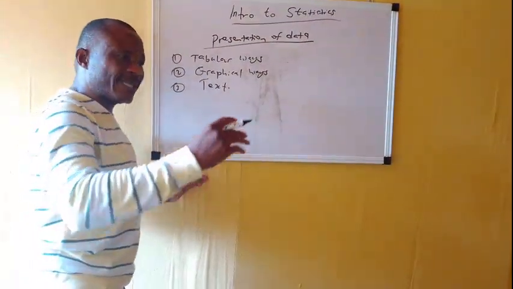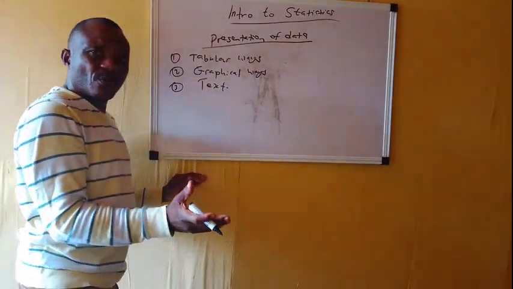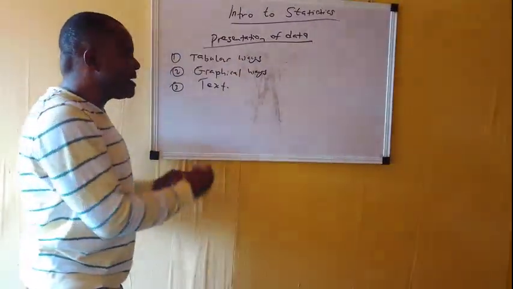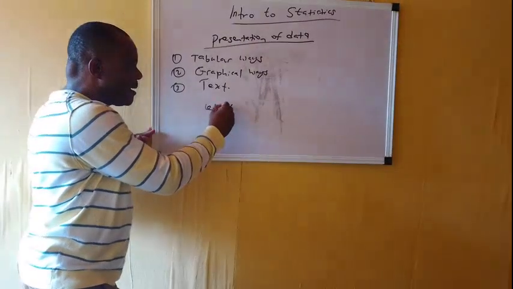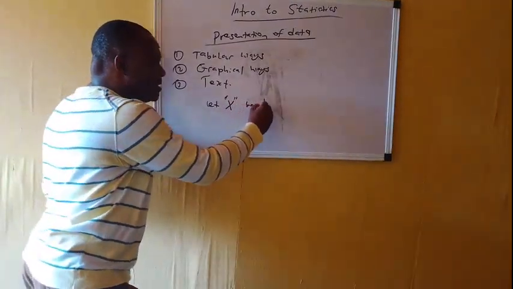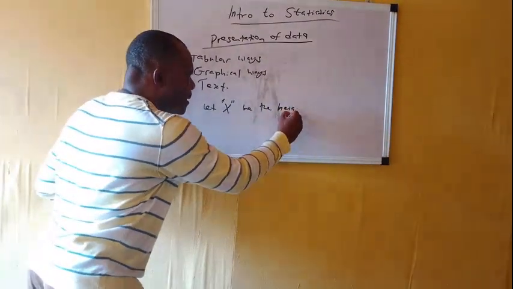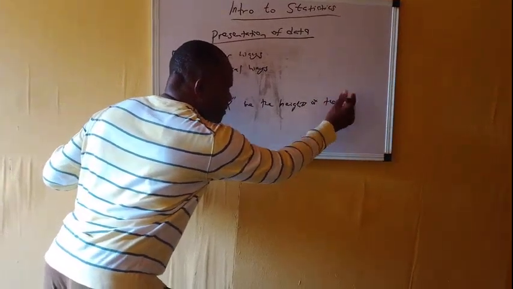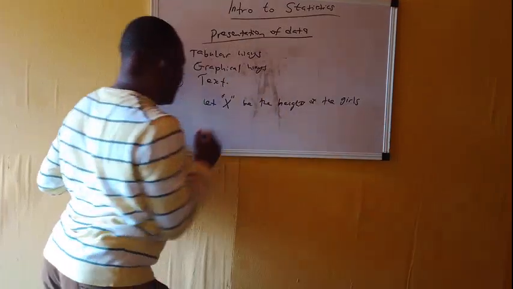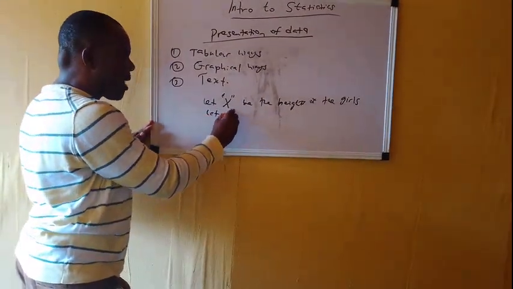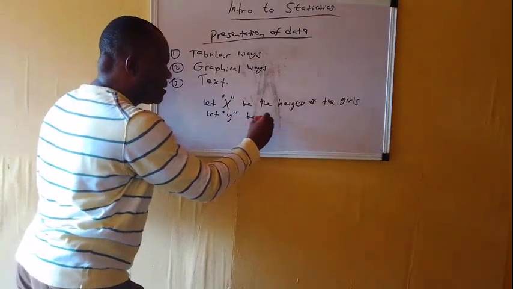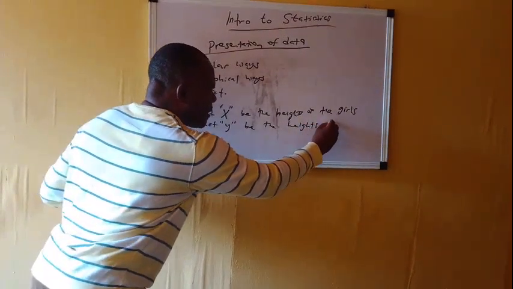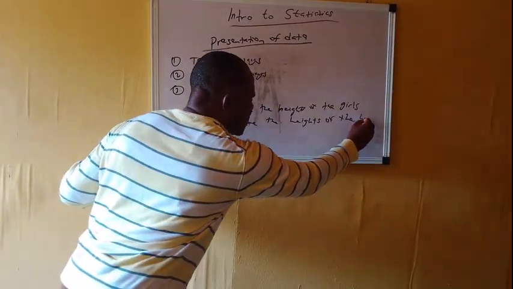You can decide to take the height of the students in your class as a class teacher. You can say let x be the height of the boys, no, of the girls. Then you can now say let y be the height of the boys.